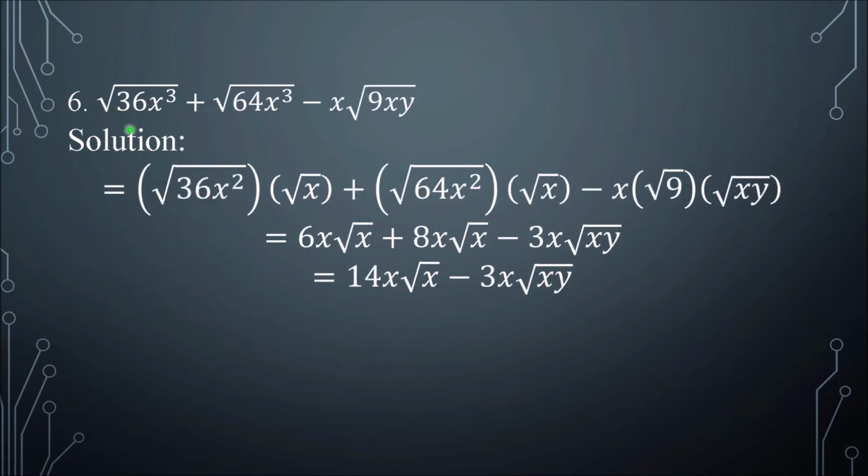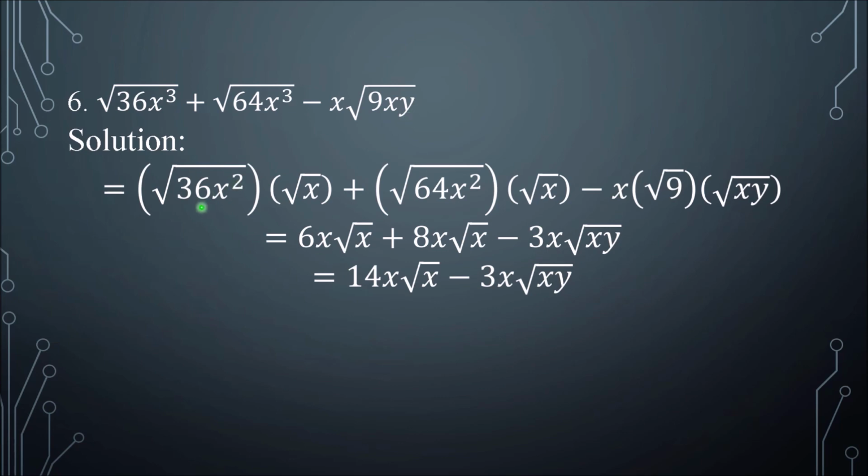Number 6, square root of 36x cubed plus square root of 64x cubed minus x square root of 9xy. Let's simplify first. Square root of 36x cubed is square root of 36x squared times square root of x. As you can see, 36x squared is a perfect square factor of this radicand. Now, second term, 64x squared is a perfect square factor of this. 9 is a perfect square factor of this.